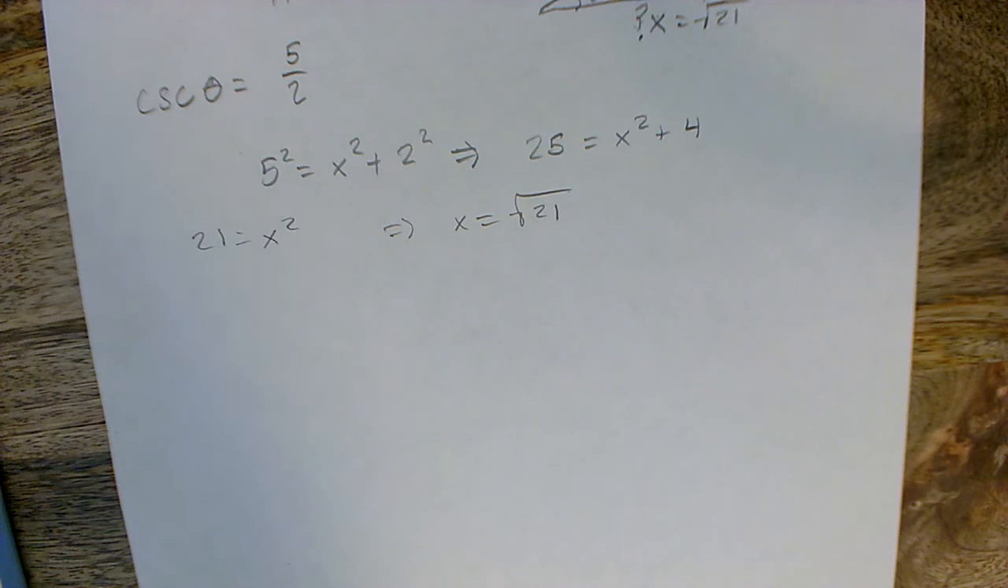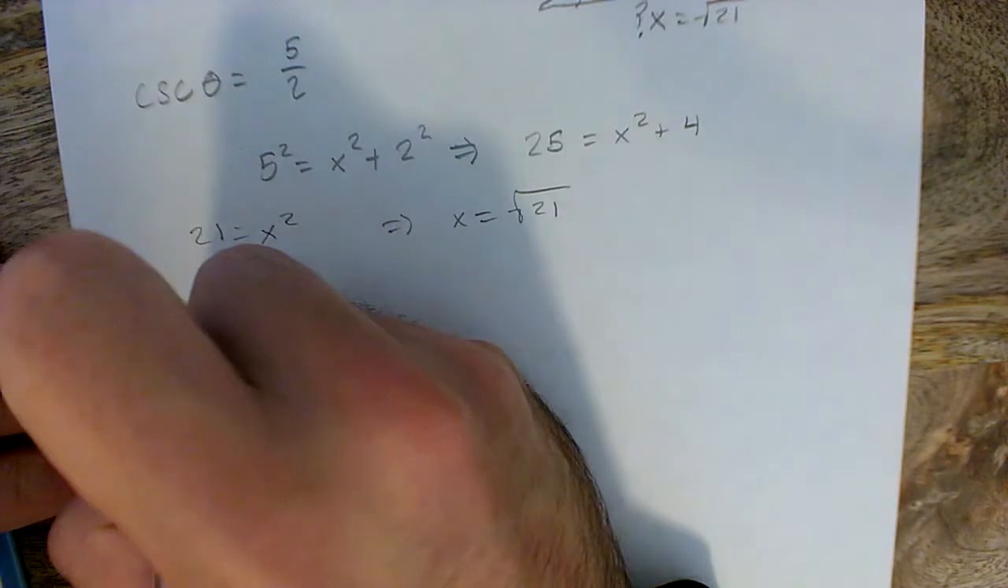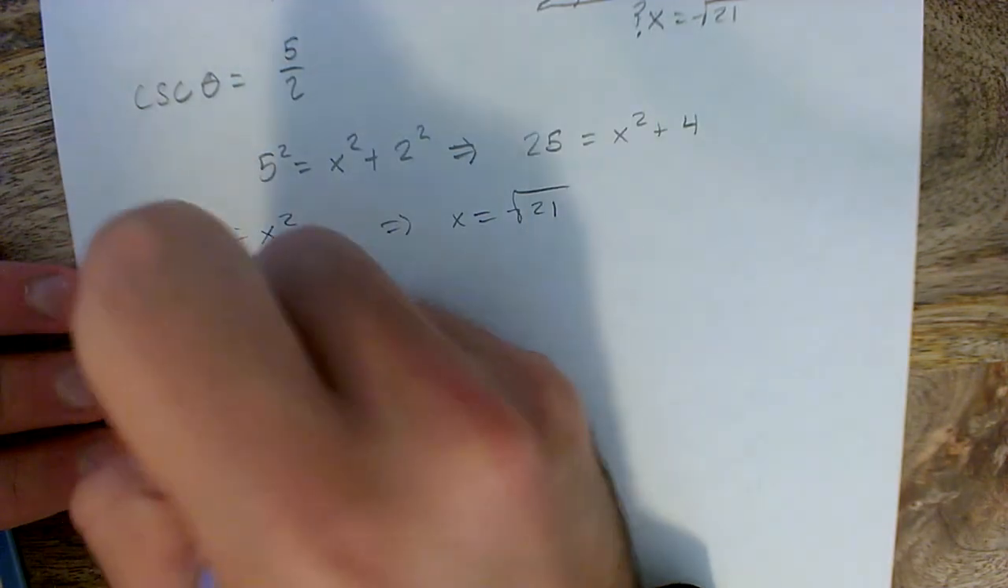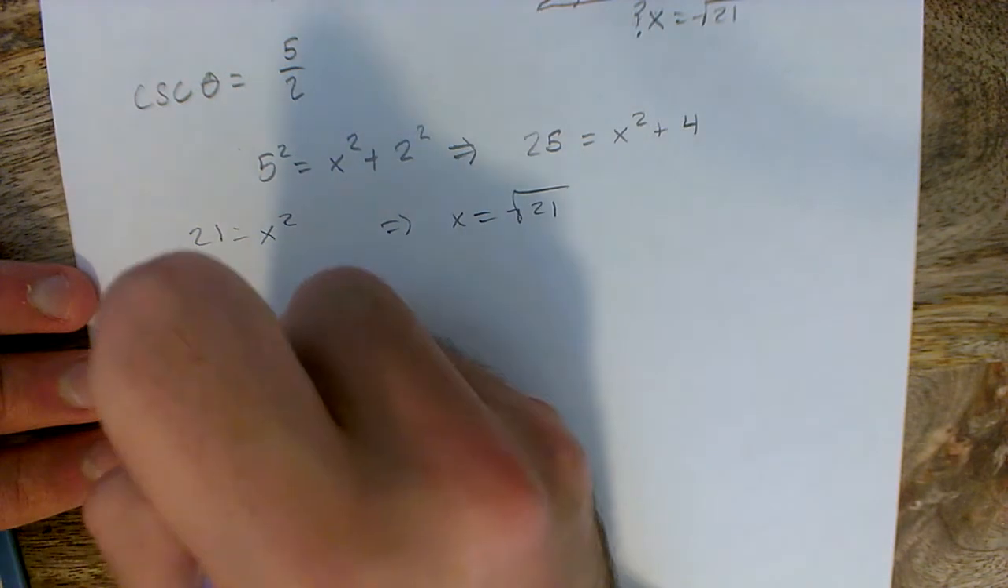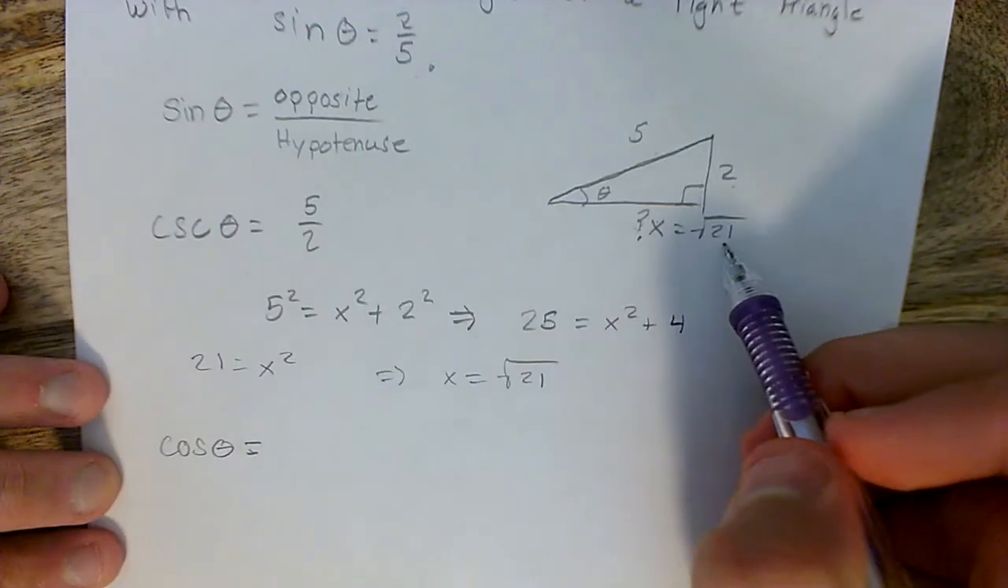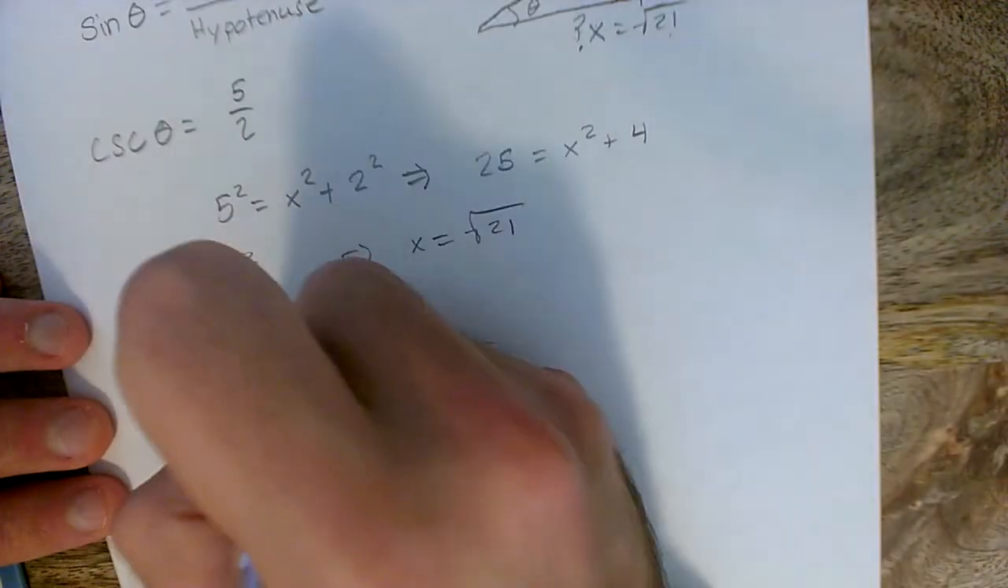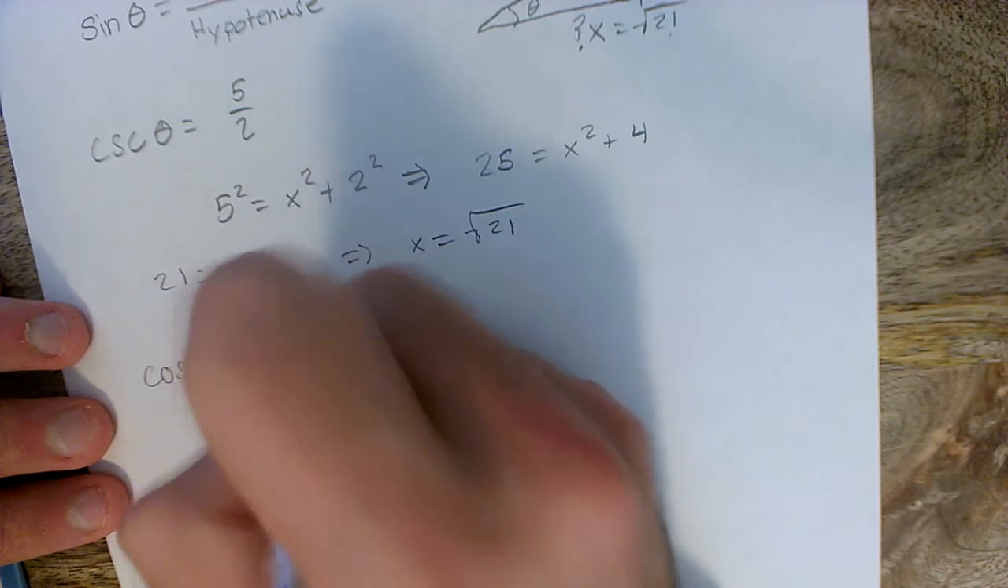Okay. So now we have information on all 3 sides. Now we can use that the cosine of theta is the adjacent, square root of 21, over the hypotenuse. So the square root of 21 over 5.